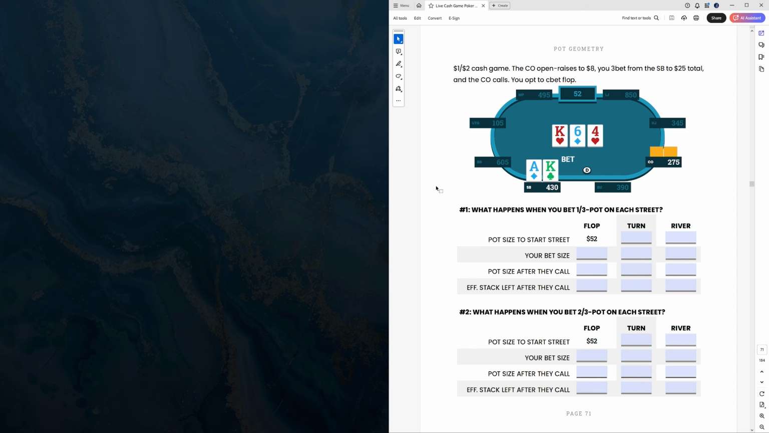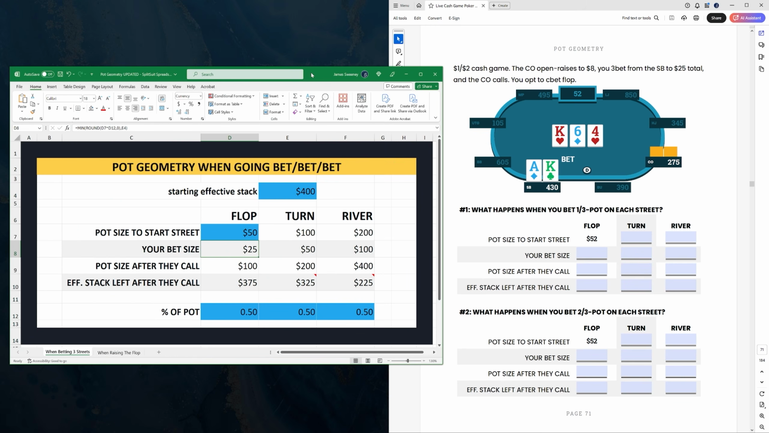So at this point you could certainly take the time and do this totally by hand and just run through the table down below. So essentially on the flop, what is your bet size? Again, 1/3 of a $52 starting pot. What is the pot size after they call? And what's the effective stack left after they call? And continue the same thing for the turn and the river as well. Or you can use the included pot geometry spreadsheet. This is an updated version which accounts more for spots where stacks got all-in somewhere along the line. But this is very, very simple.